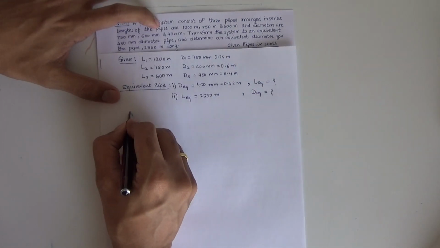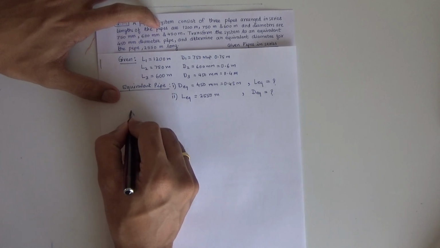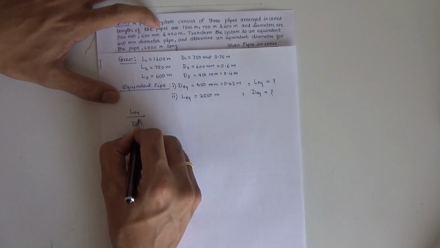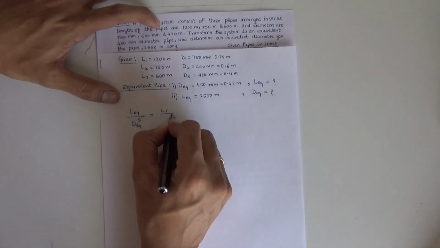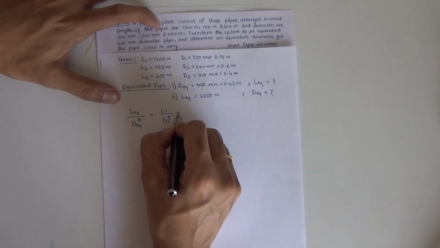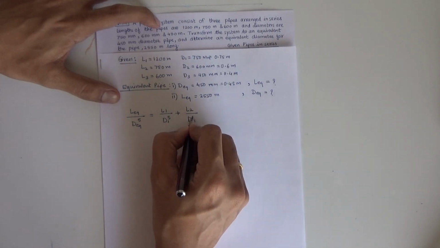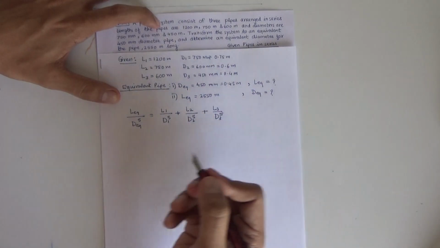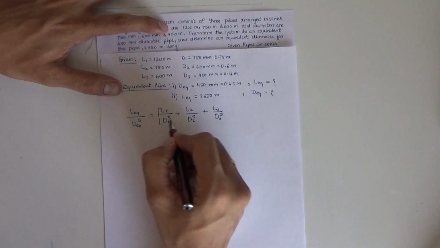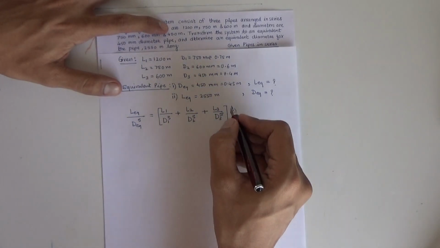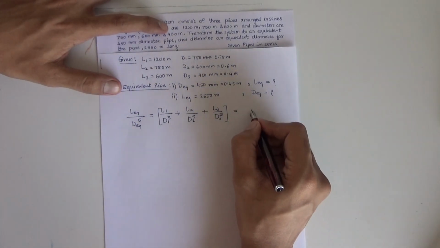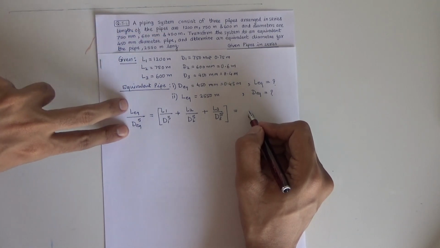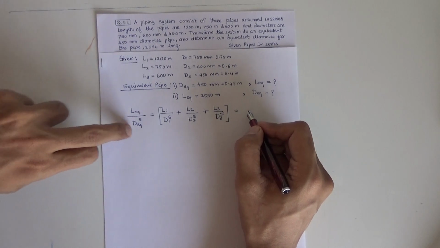I will just list that down. What is the Dupuit equation? L equivalent upon D equivalent raised to 5 equals L1 upon D1 raised to 5 plus L2 upon D2 raised to 5 plus L3 upon D3 raised to 5. So in this problem you just have to compute this constant. If you put all the values here, you will get some value of the constant. Once you have that constant, diameter is given, find the length, and length is given, find the diameter. So it is a very simple problem.